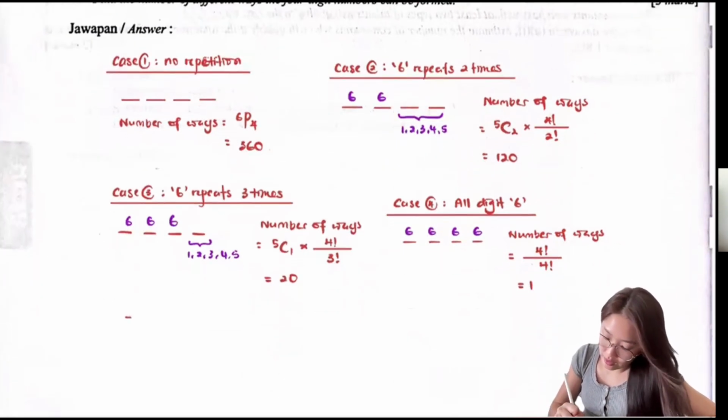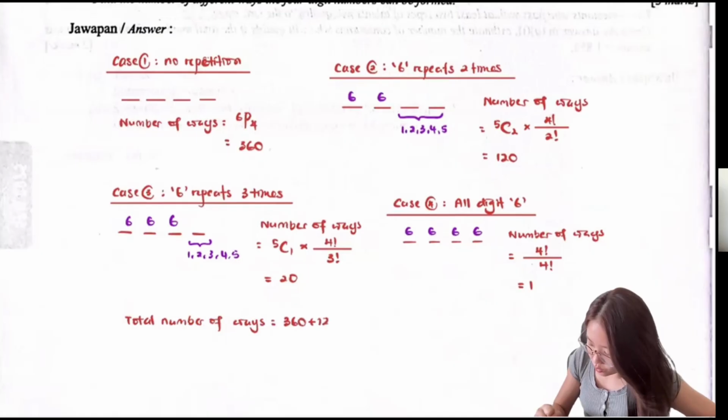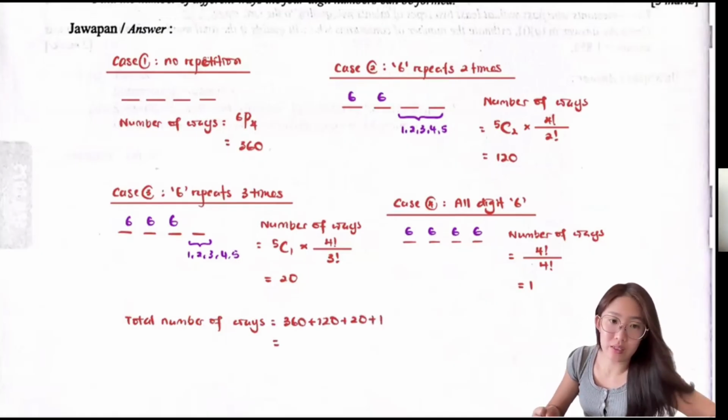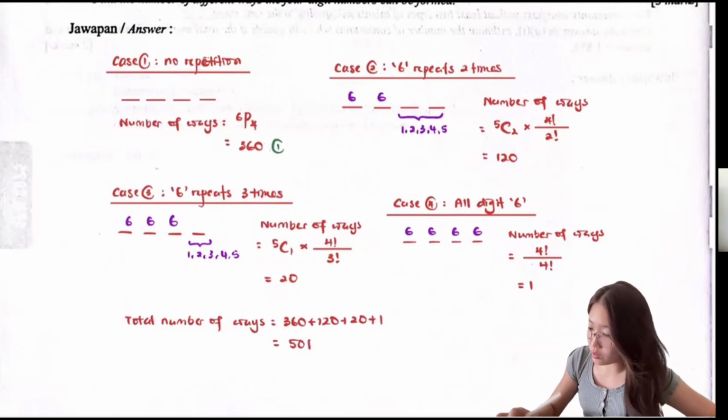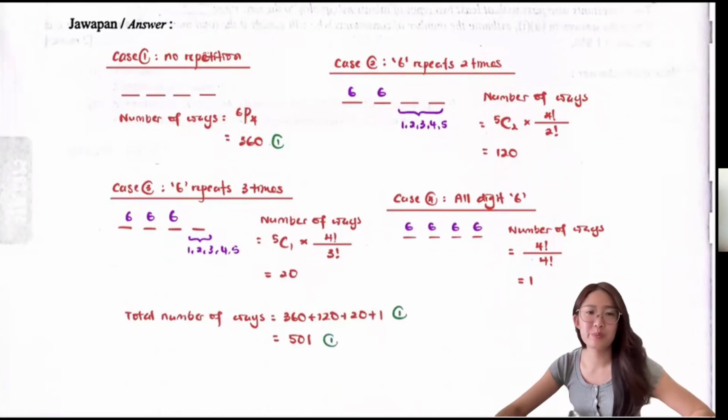So you have 4 cases, you add them all up, total number of ways. 360 plus 120, 20 and 1. At the end, you should get 501. So 1 mark for no repetition. This one give you 3 marks only. The schema give you 1 mark here, 1 mark here.